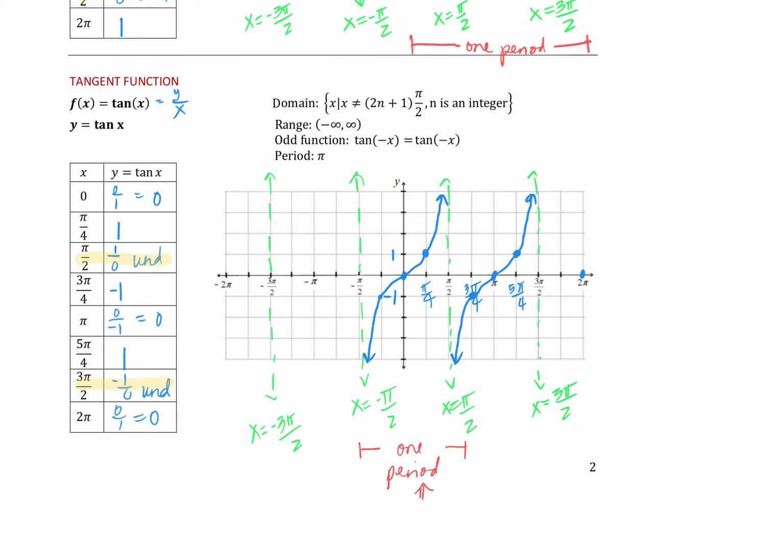We can graph more points. At negative pi, it's going to go through 0. And then it's going to go 1, negative 1. So what's happening with tangent, it starts low. And then it goes high. So it's always low to high.